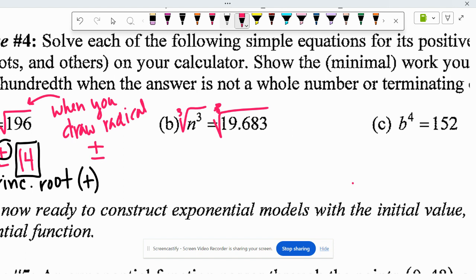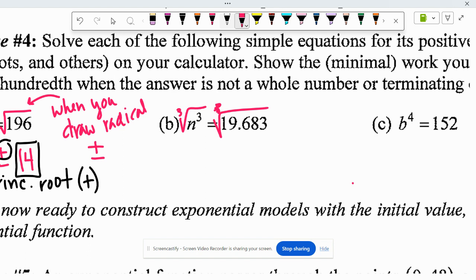So I would press 4, and then hit math and press number 5. My 4 already populates, so I'm looking for the 4th root. I choose number 5, and it already shows that I want the fourth root, and you can put in the number 152. It's good for you to be able to know how to do that on your calculator.